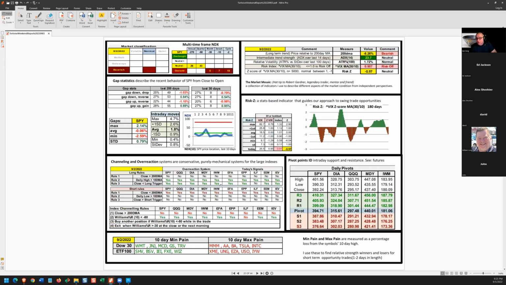This is as far as we're going to go tonight. There's a lot going on in dashboard 1, so I want to keep it fresh. The very first thing that I look at in dashboard 1 is our market classification system.